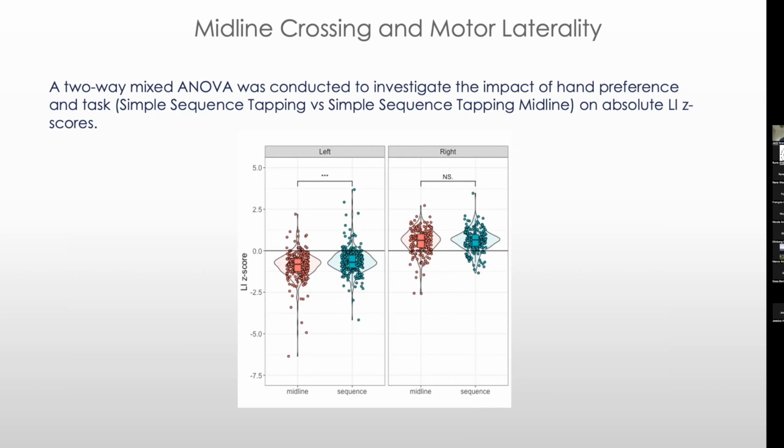And we also found a significant interaction effect. So we then carried out some post hoc t-tests, and these revealed that while left-handers were more strongly lateralized on the midline task compared to the simple task, the right-handers showed no difference in their lateralization between those two tasks. And also that left-handers were more strongly lateralized than right-handers on the midline task, but there was no difference between the hand preference groups in terms of strength of lateralization on the simple tapping task.